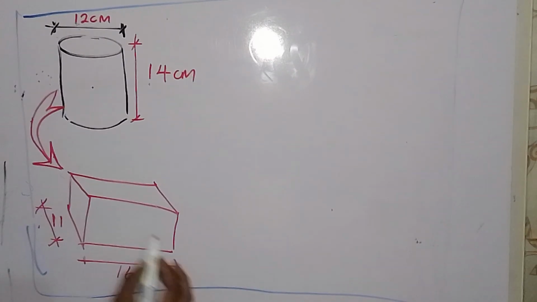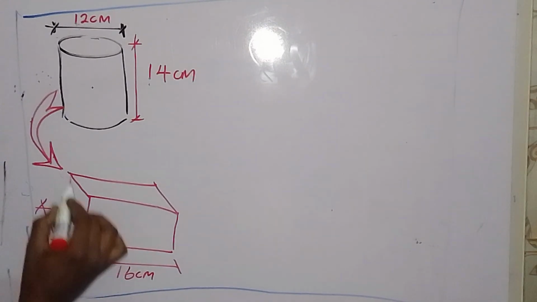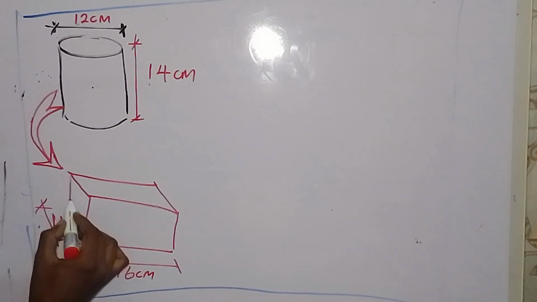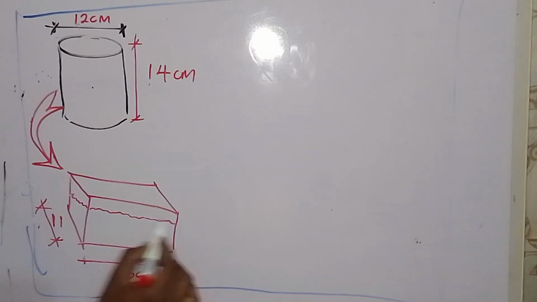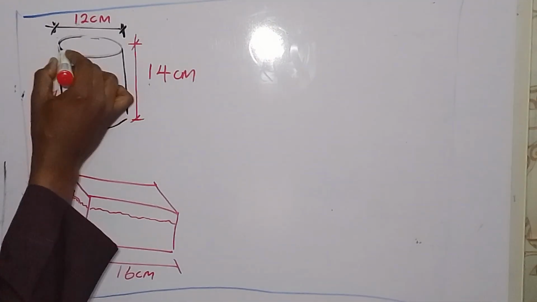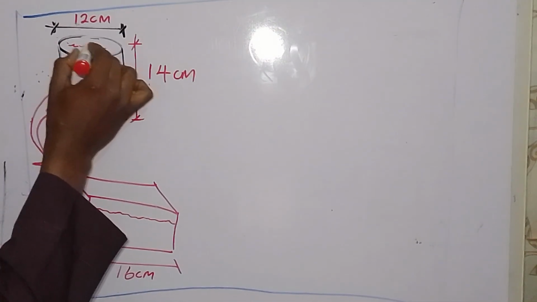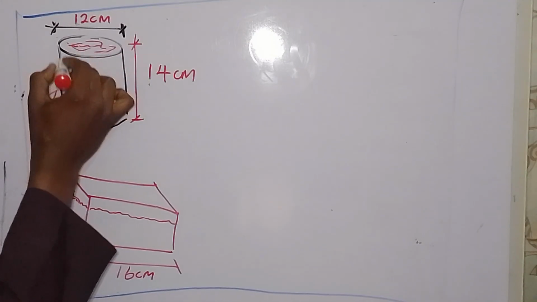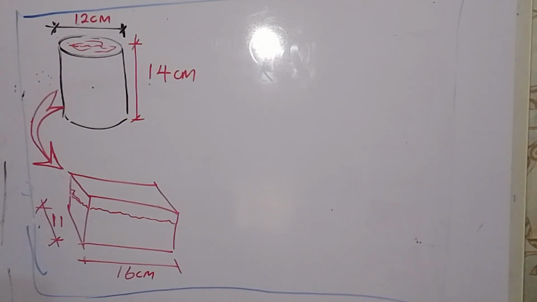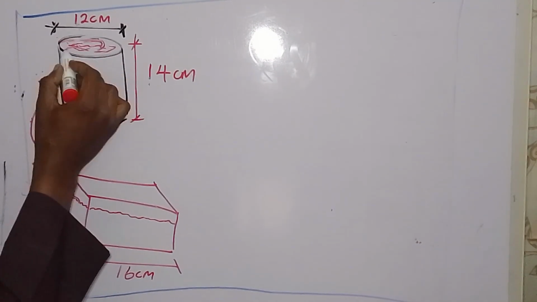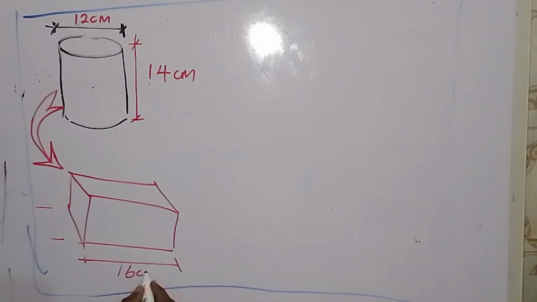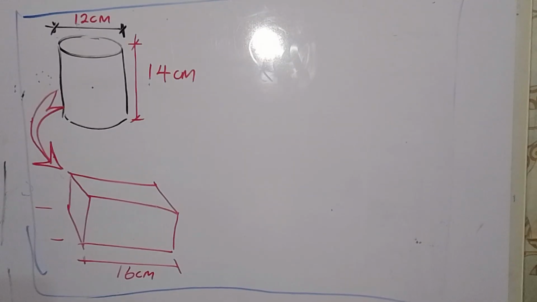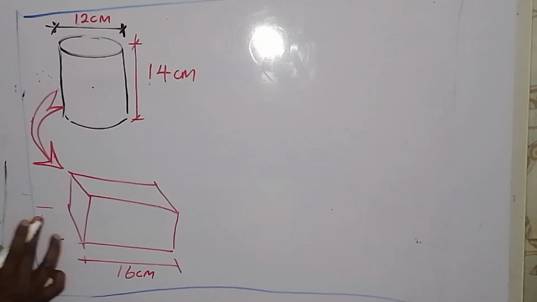If we do not know to what height the content that is poured here reaches, it might not necessarily fill fully. Maybe it stops here. But in this case, the content is filled up because it says it's full of engine oil, so it's filled to the brim. This is the engine oil filled to the brim, in a tin 16 centimeters long and 11 centimeters wide.